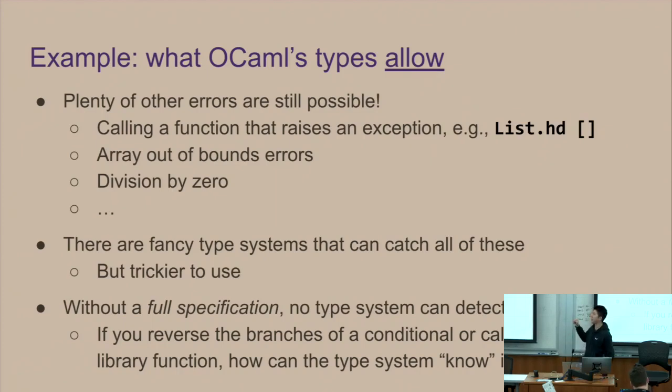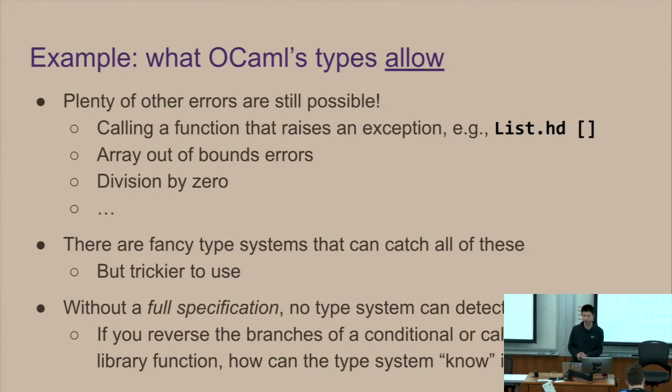On the other hand, what does the type system actually allow? There are plenty of other errors that are still possible. It would allow functions that raise an exception, such as List.hd on the empty list. It would not catch array out of bounds errors. It would allow division by 0, etc. One thing to notice is that there are fancier type systems that actually can catch all of them, but they're harder to use. Without a full specification, no type system can catch all bugs.